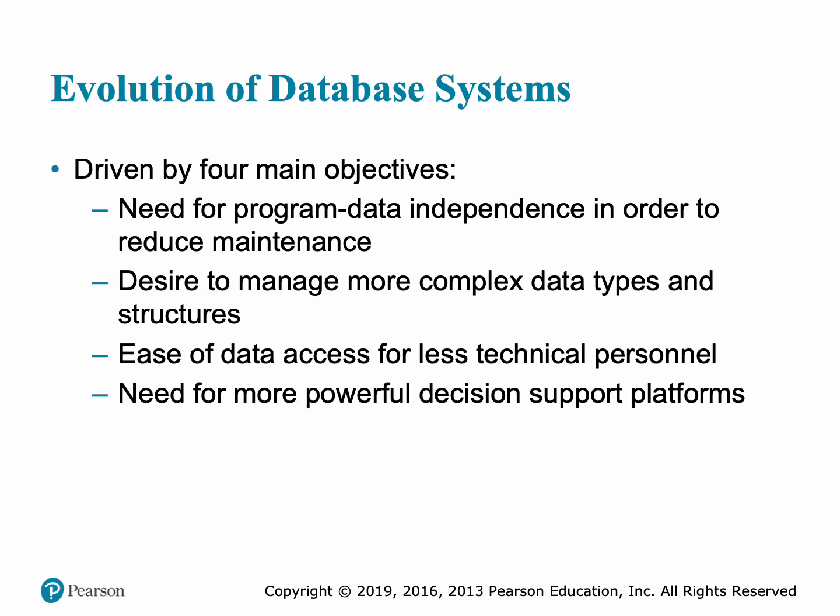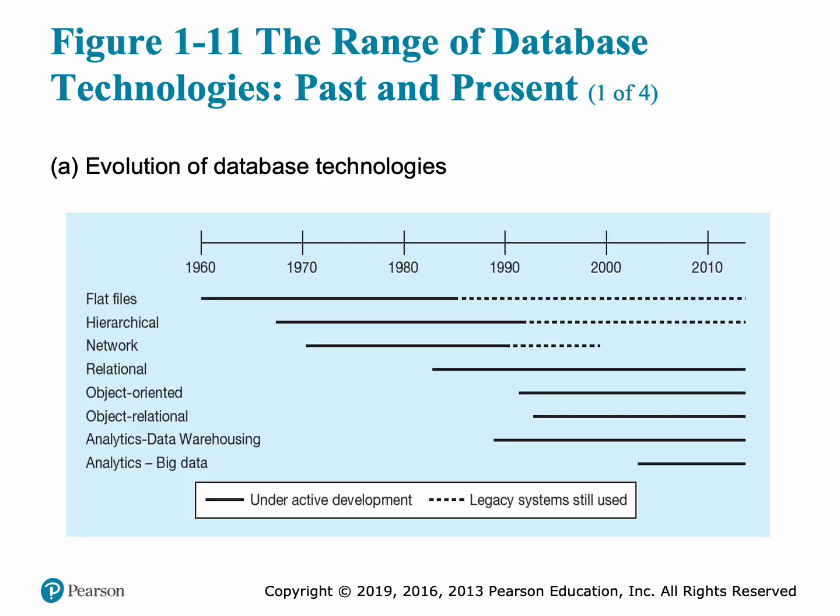The evolution of database systems is driven by four main objectives. First, the need for program data independence, not data dependence, in order to reduce maintenance. Second, the desire to manage more complex data types and structures. Third, data access for less technical personnel. Fourth, the need for more powerful decision support platforms for someone to make informed decisions.